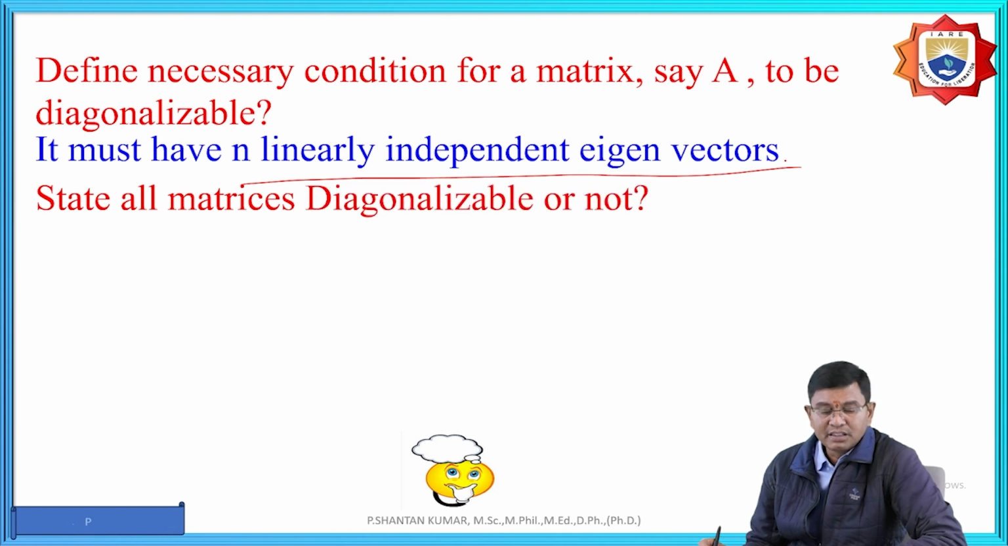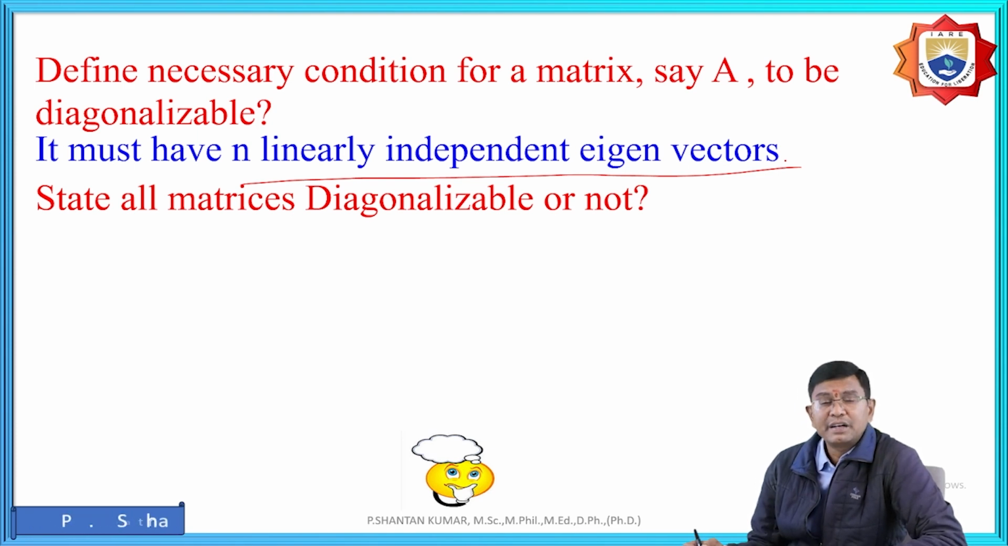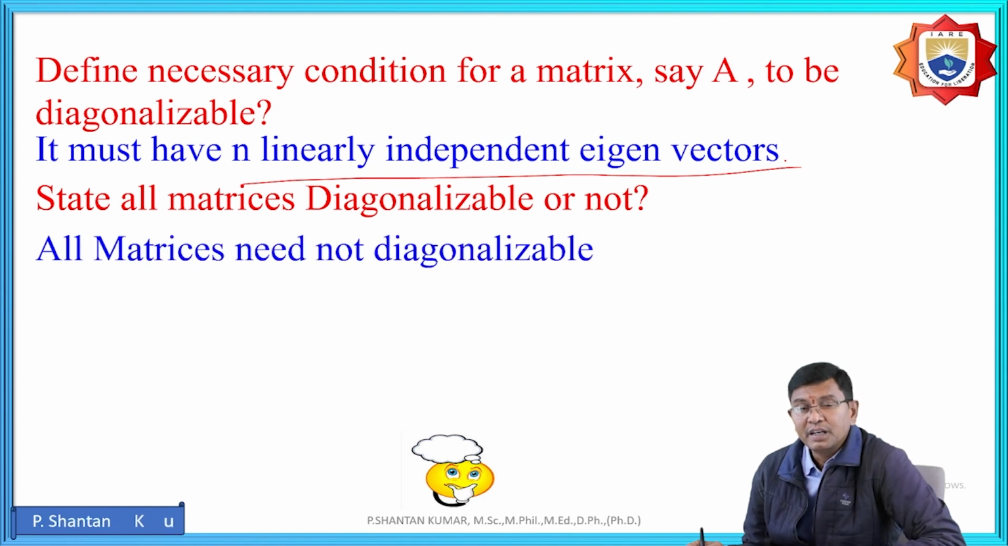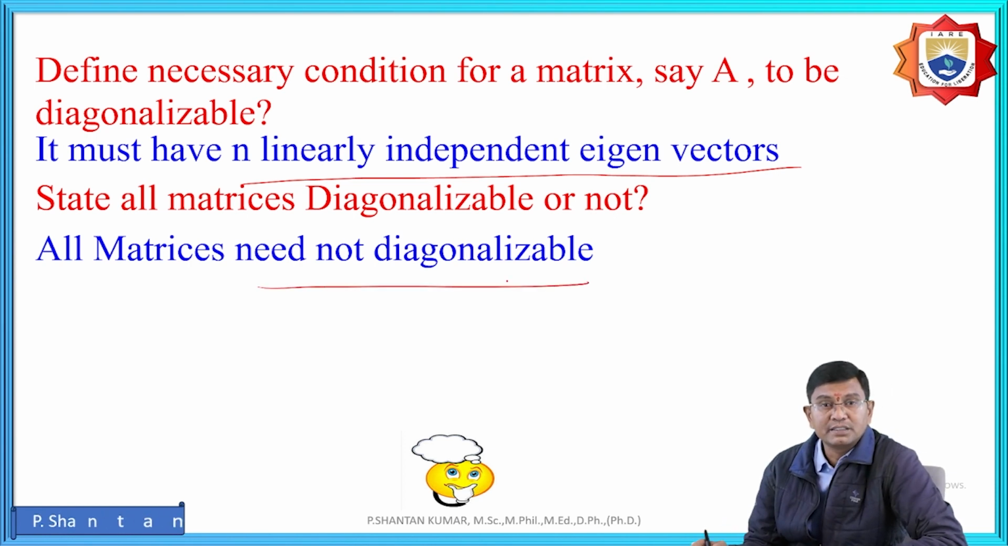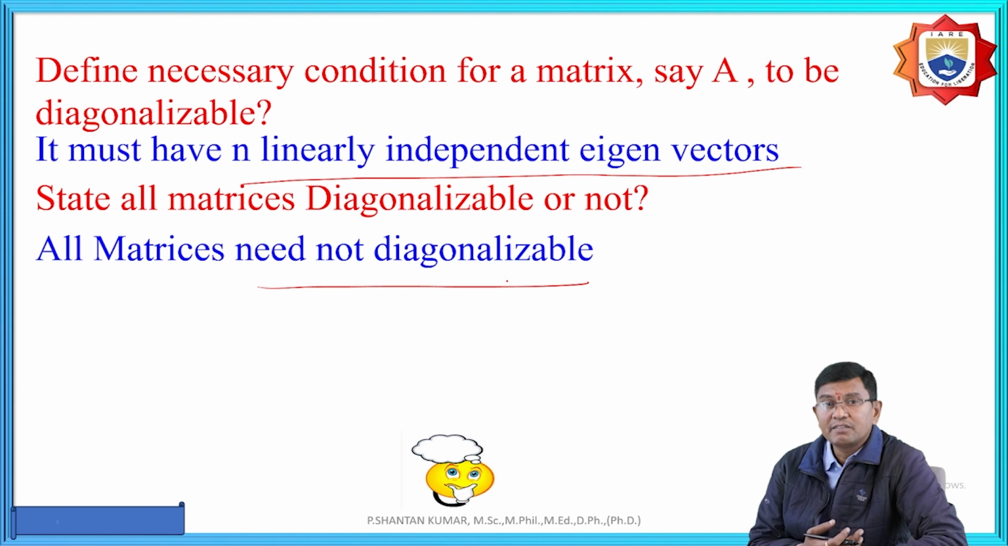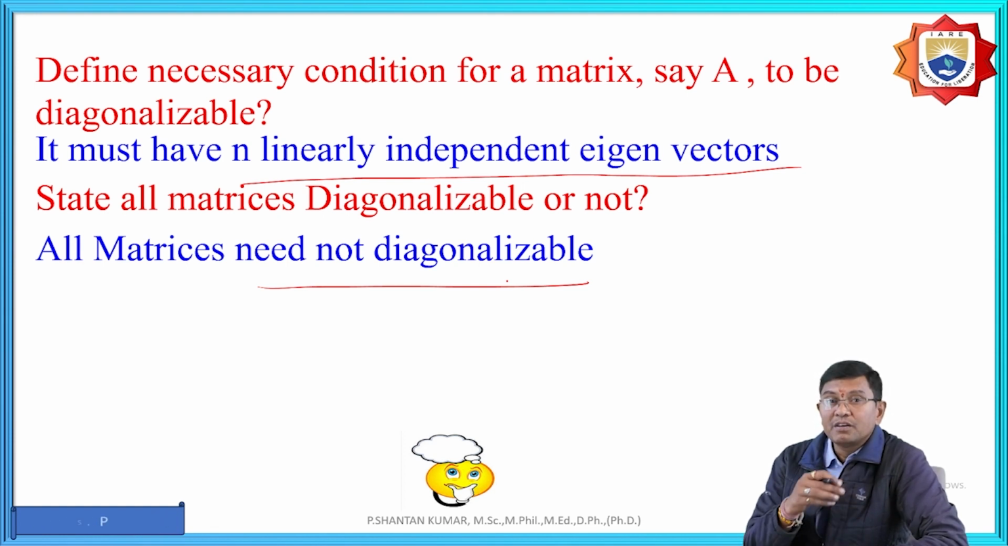Next, state whether all matrices are diagonalizable or not. Sometimes diagonalization may not be possible, because it depends upon repeated eigenvalues and distinct eigenvalues. If they are distinct, diagonalization exists. Therefore, not all matrices are diagonalizable, because sometimes the eigenvalues are repeated. At that time, we need to check the AM and GM. Sometimes both are the same. When AM is not equal to GM, it is not diagonalizable, so we can't say that all matrices are diagonalizable.